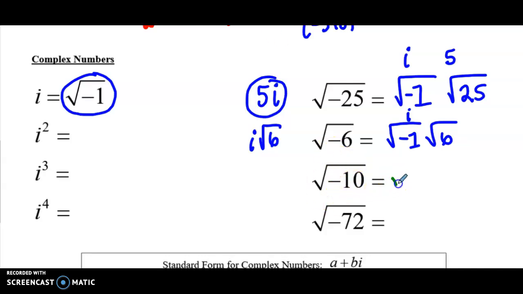Okay, so this one right here. You have the square root of negative 1 times the square root of 10. I'm going to take the square root of negative 1, that's i. I can't simplify the square root of 10. So this is going to be i radical 10. All right, why don't you take a second and try that one on your own.